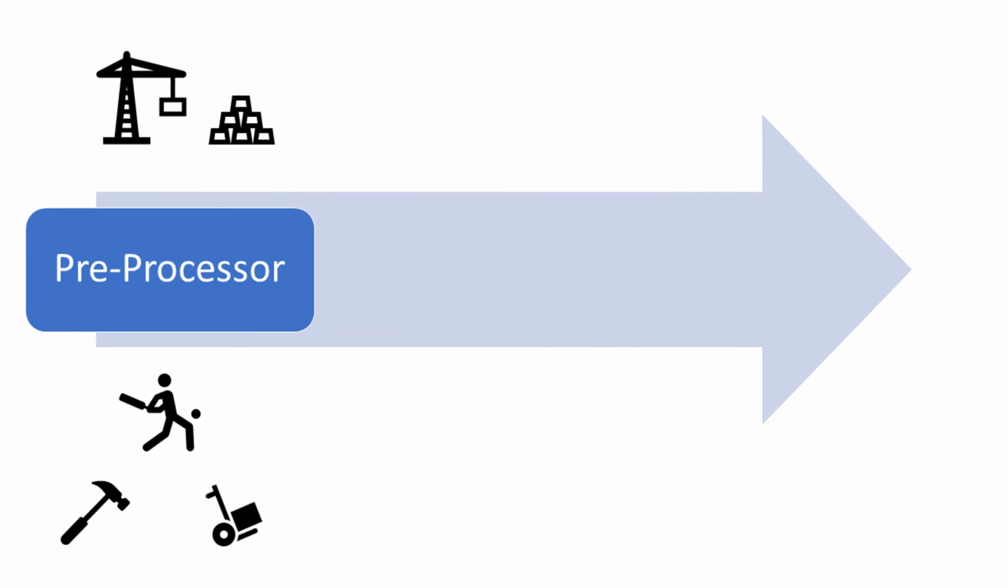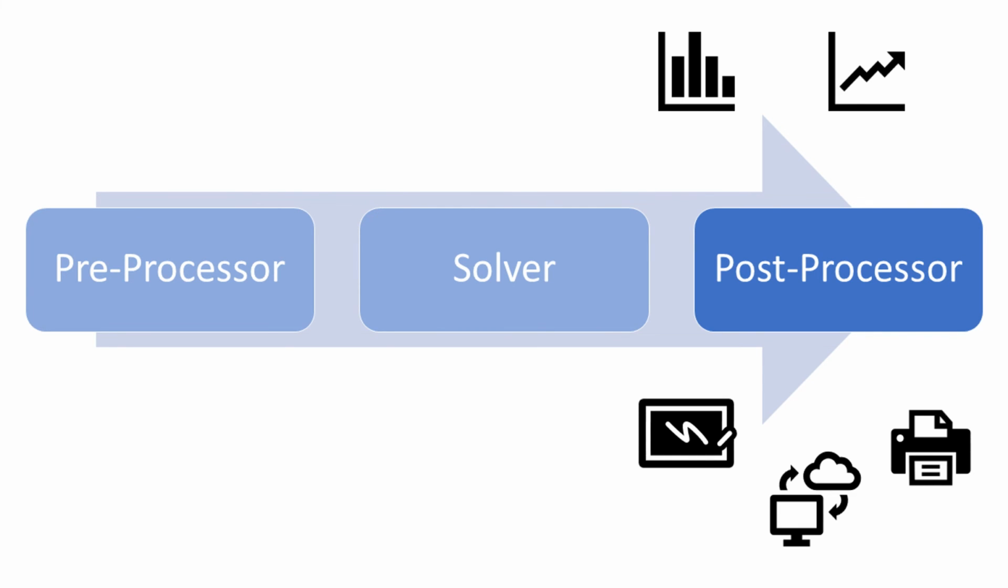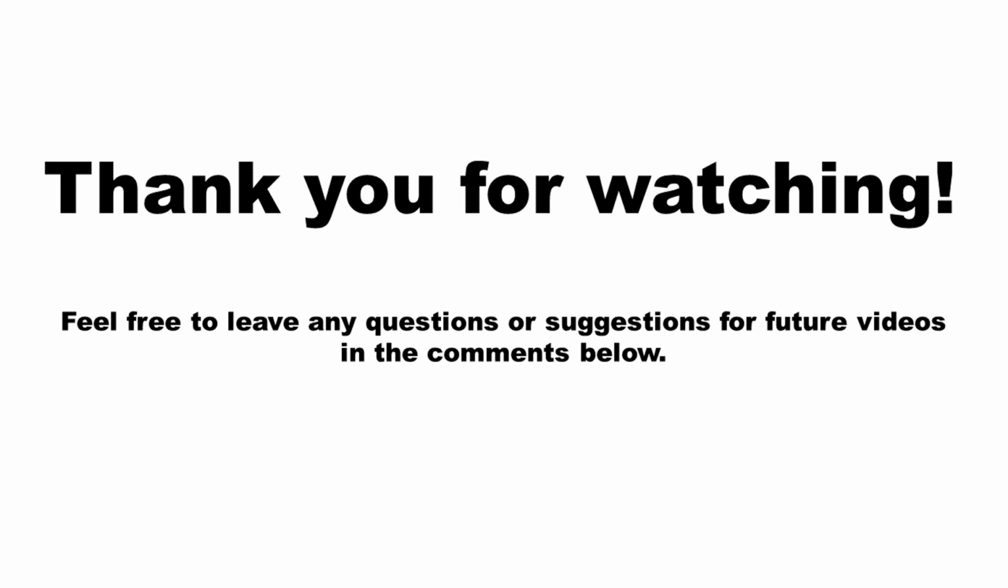So recapping the process of running a simulation, we've seen that you can use a preprocessor to set up the event, run the simulation using the solver, and then use a postprocessor to retrieve and analyze any data from the simulation. And that's it for this overview. I hope this video was helpful. In the future, I'll go more in depth for each of these processes.